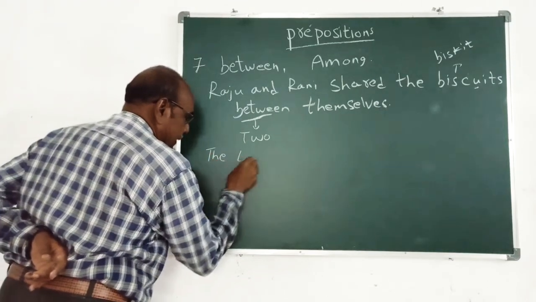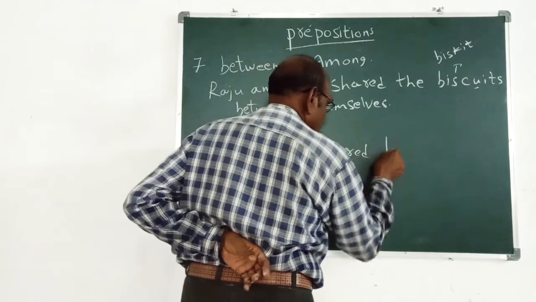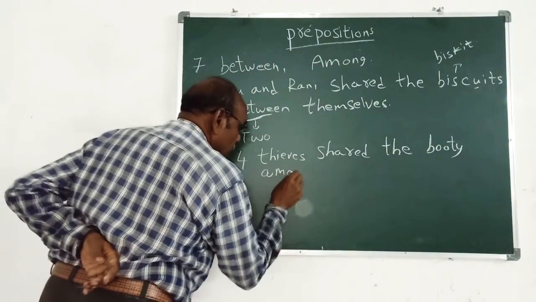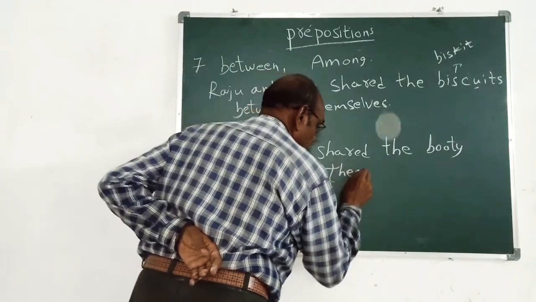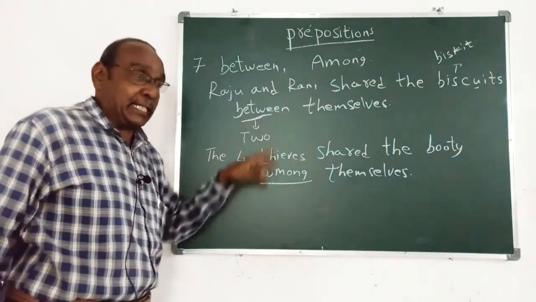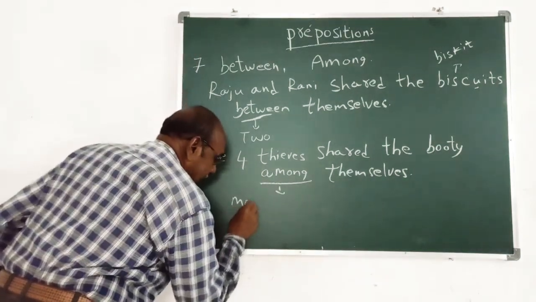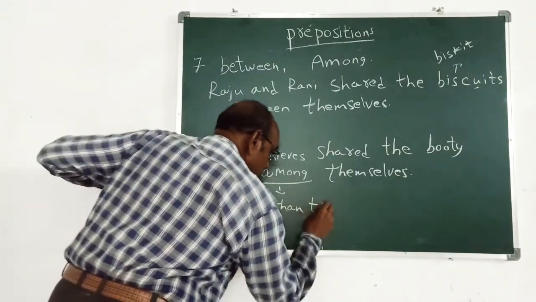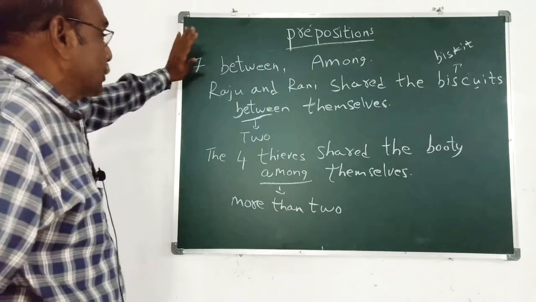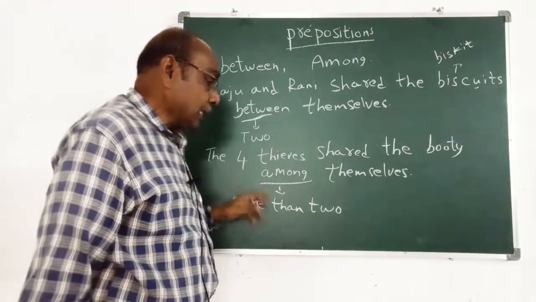The four thieves shared the booty. Booty means dongadanam chesina vastulu. Among themselves. ఇక్కడ ఇద్దరు కాబట్టి బిట్వీన్ వచ్చింది, ఇక్కడ ఇద్దరికైనా ఎక్కువ కాబట్టి అమంగ్ వచ్చింది. ఓకే, అమంగ్ మీన్స్ మోర్ దాన్ టూ. So between is for comparison, two places, two times, or two people, among is for more than two.